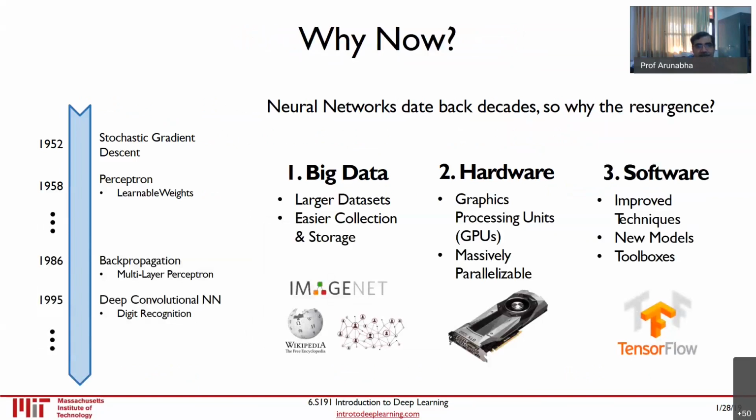So there has been a lot of research going on in the field of neural networks for decades, right? As early as 1952, we had the stochastic gradient descent algorithm in place, which was trying to figure out how you could optimize a particular given problem. Then we had perceptrons. Perceptrons were artificial neural networks which could differentiate between two objects.